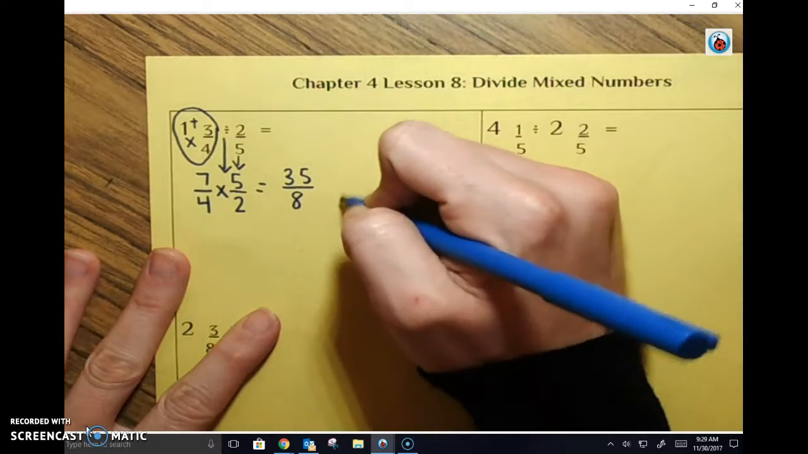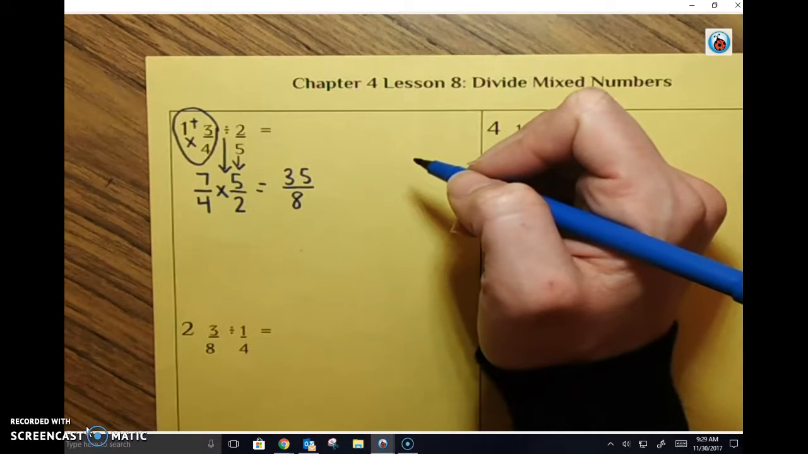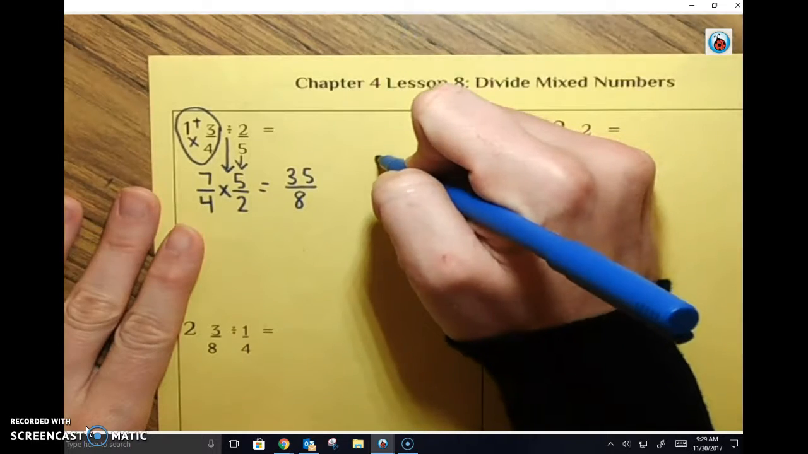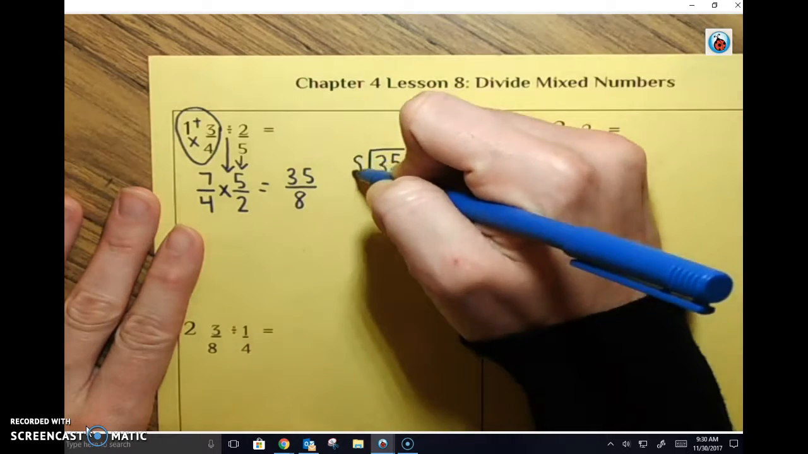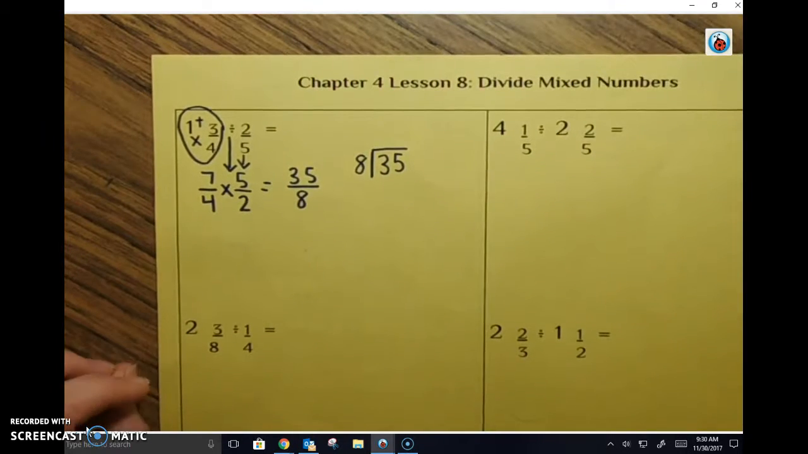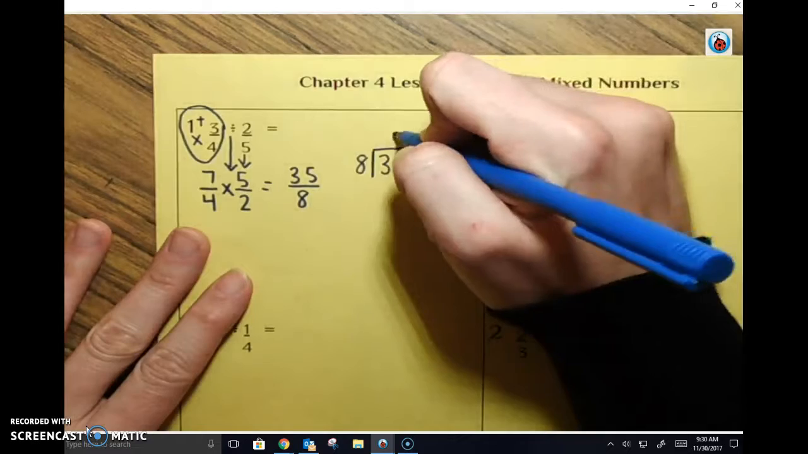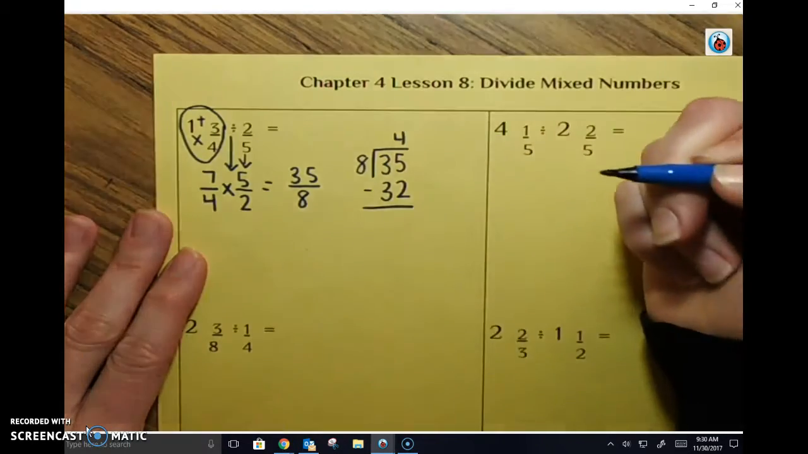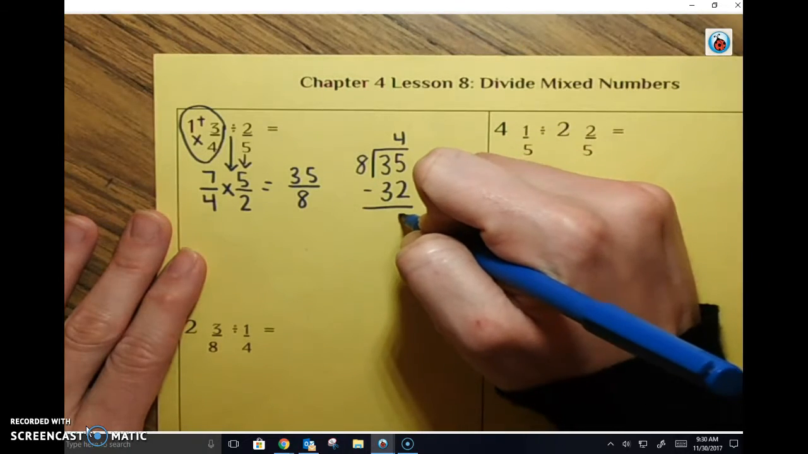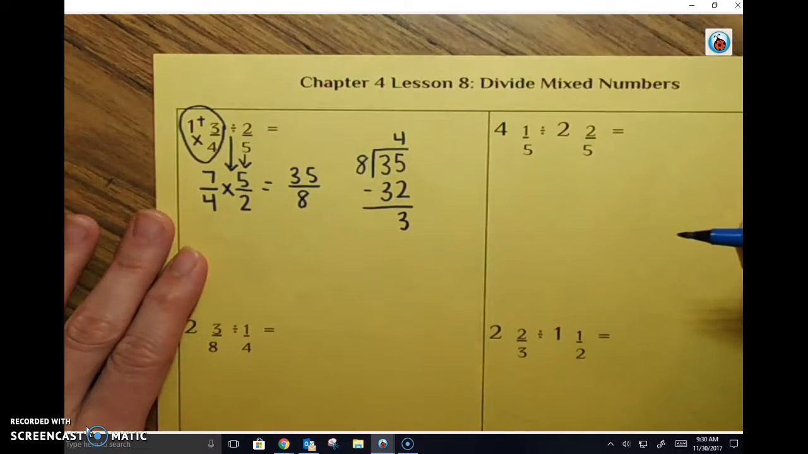So some of you can come over here and easily write what the mixed number is, right? Yeah. If you can't, you're going to come over here and we're going to divide. 35 divided by 8. Who knows how many times 8 can go into 35? 4 times, because 8 times 4 is what, guys? 32. So 35 minus 32 is? 3.